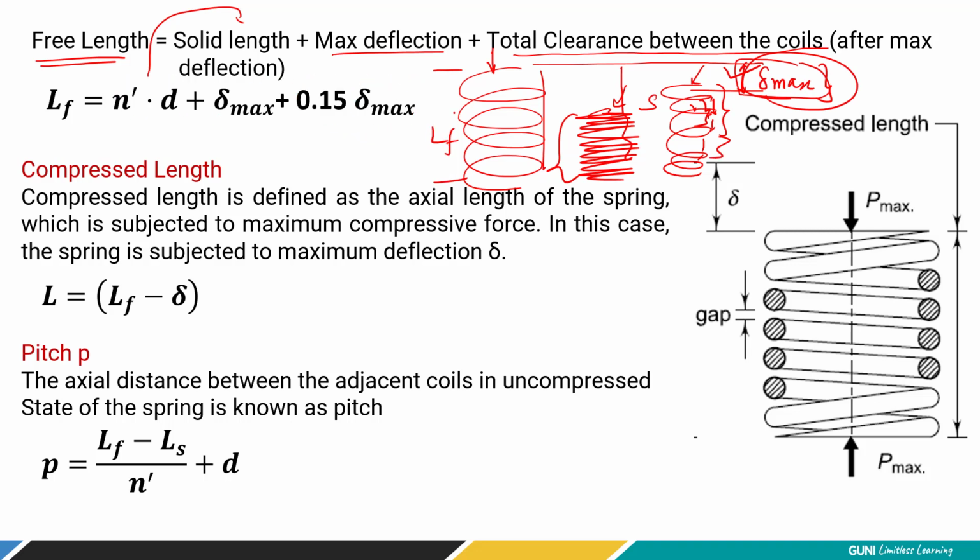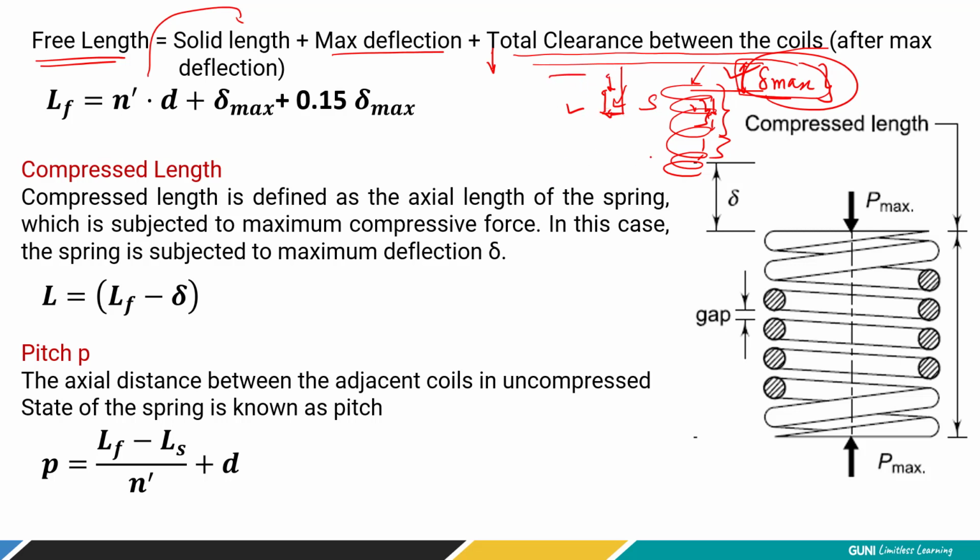Try to understand. It's very simple. Directly you cannot find it. You have to take the solid length, then add the deflection, then add the clearance between each coil. This makes the free length, right?